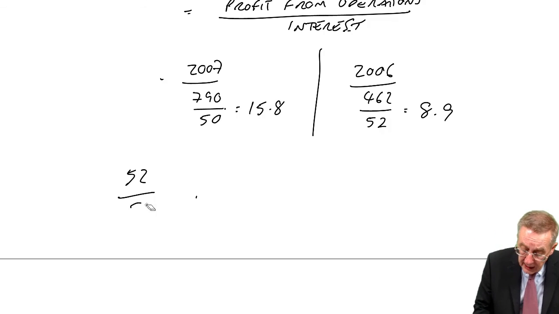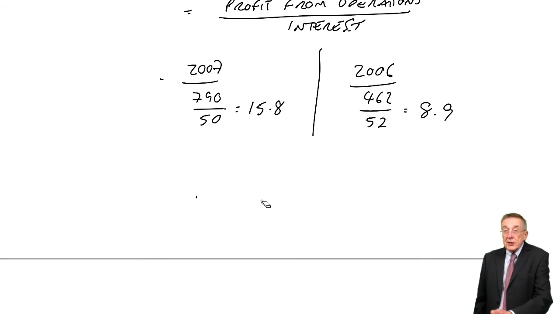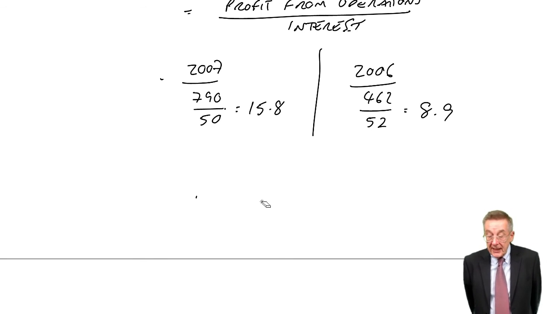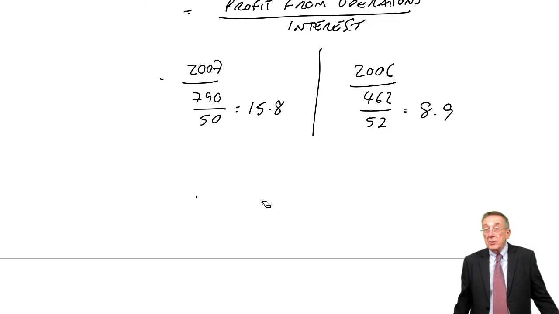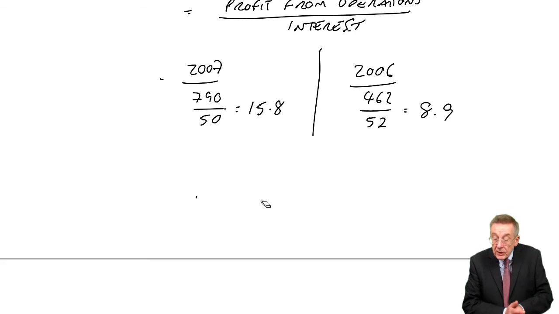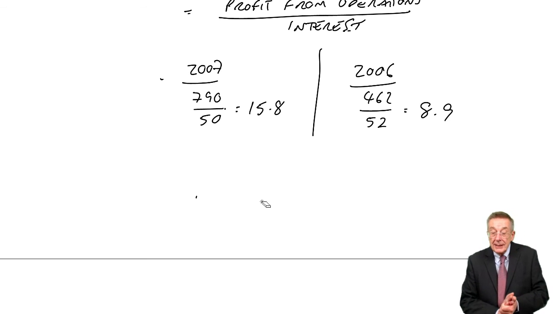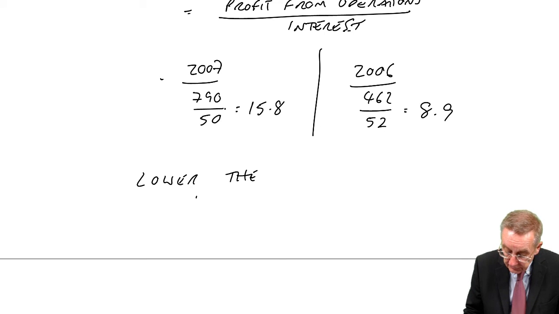Whereas the figures for our question, no problem at all. Last year, the profit was 9 times the interest. This time, it's 16 times the interest. Profit would have to fall an enormous amount next year for us not to be able to afford the interest. And so the lower this is, the more risky.